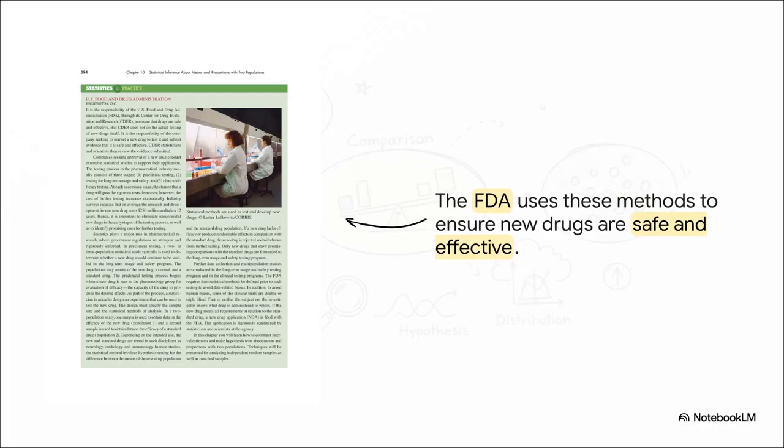And believe me, this isn't just for textbooks. Really high-stakes decisions depend on these methods every single day. Take the FDA, for example. They rely completely on comparing patient groups to figure out if a new medicine is safe and effective enough to be released. Seriously, the logic we're unpacking today literally saves lives.